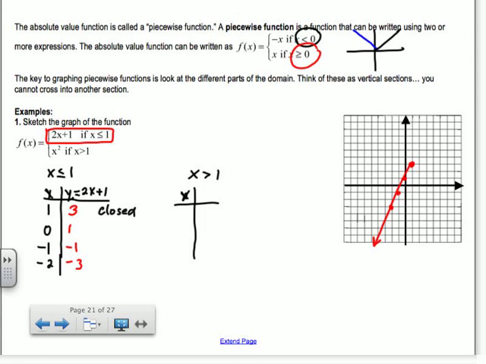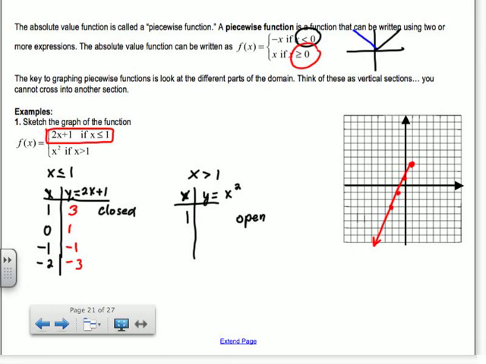And my y is going to be equal to whatever x is squared. Now, even though it says y is greater than 1, I'm still going to put 1 on it, but I'm going to remember that it's going to be open. So why does that make sense that I'd want to try 1? You have to have a place to start your graph. Yeah, exactly. You have to have a place to start.